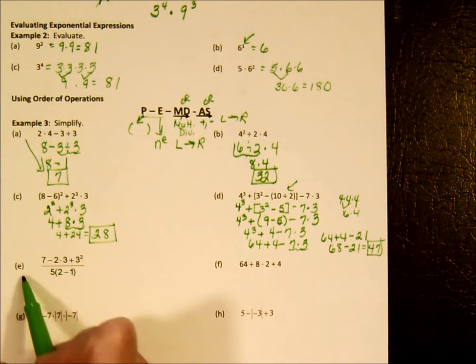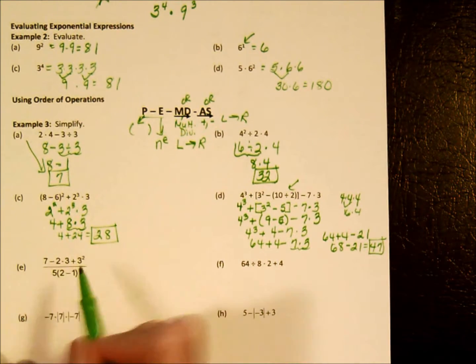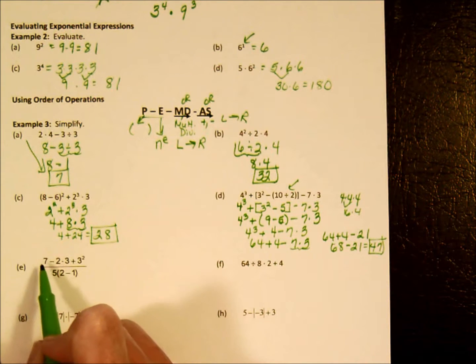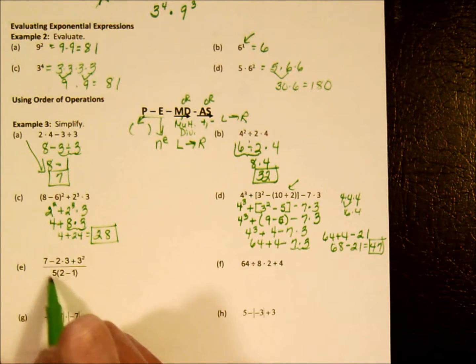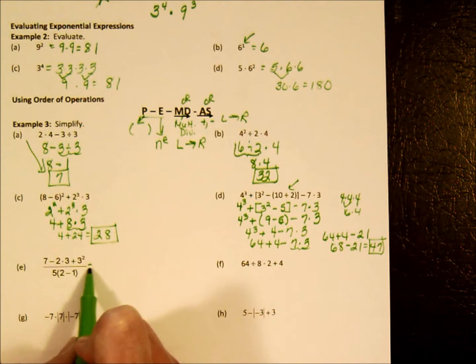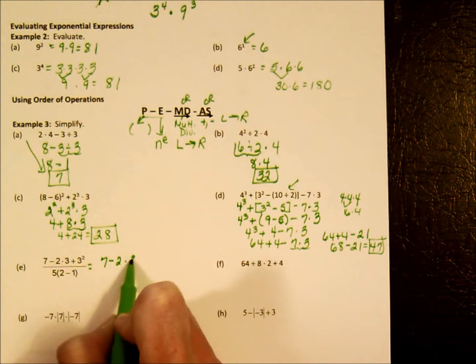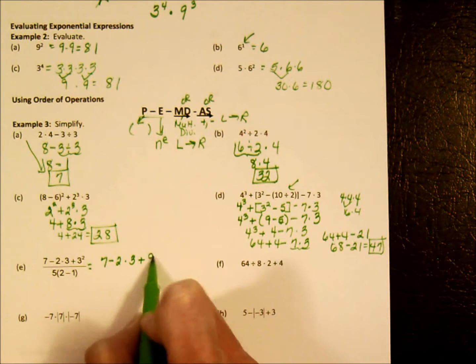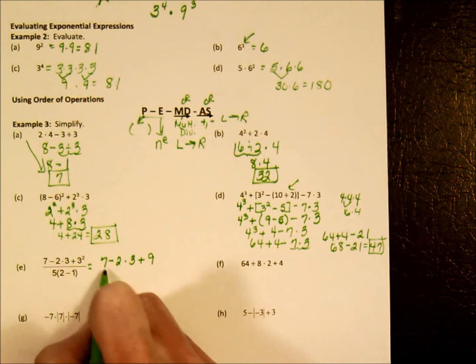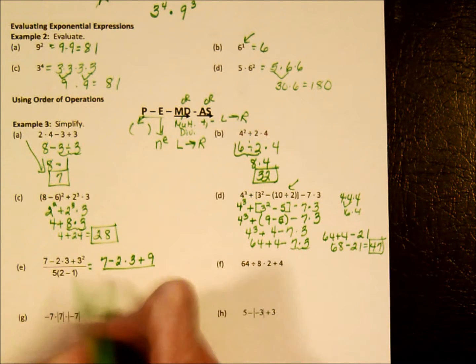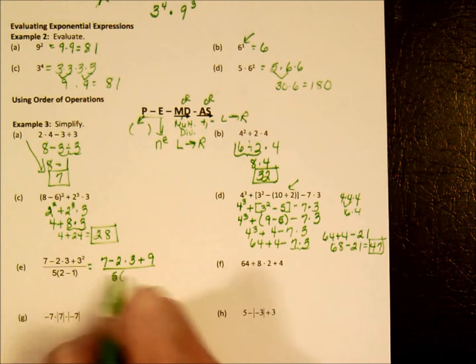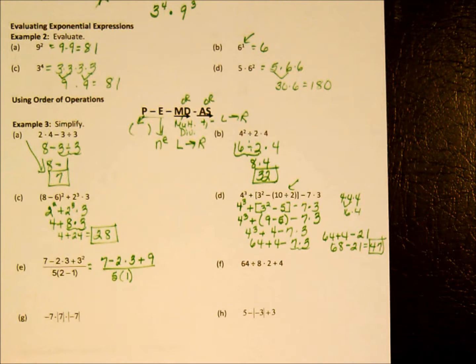When you have one like example E, we're going to do the top part of the fraction as a separate problem, the bottom part of the fraction as a separate problem, and then we're going to put them together. So in my numerator, 7 minus 2 times 3 plus 3 squared is 9. I only did the exponent first. In the denominator, I'm going to do the parentheses. 2 minus 1 is 1.